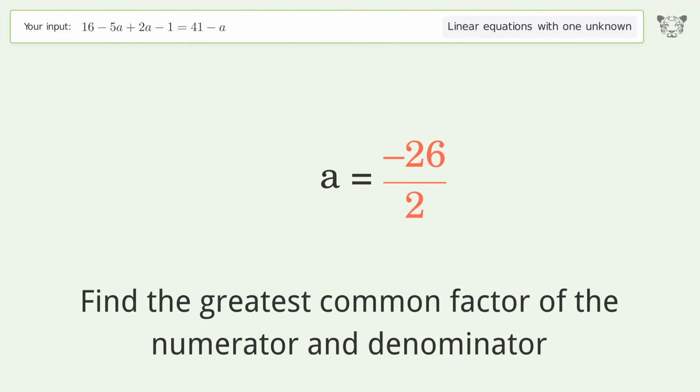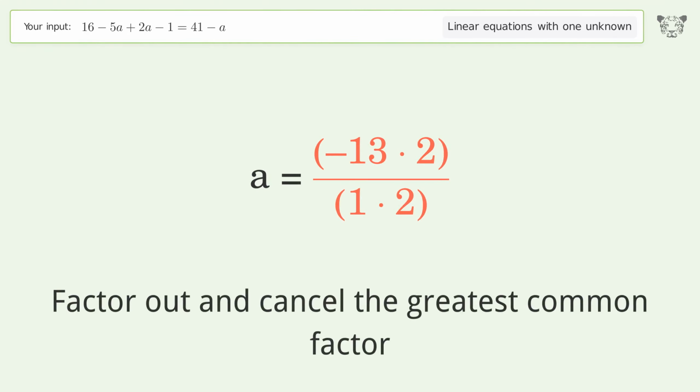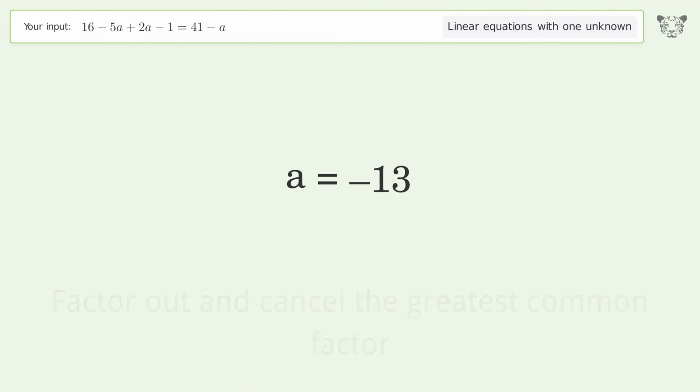Find the greatest common factor of the numerator and denominator. Factor out and cancel the greatest common factor. And so the final result is a equals -13.